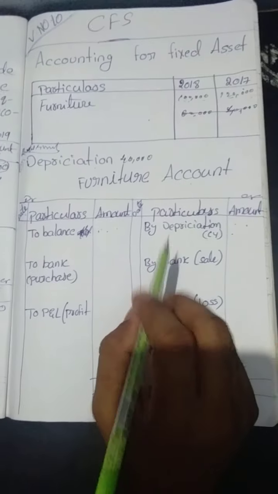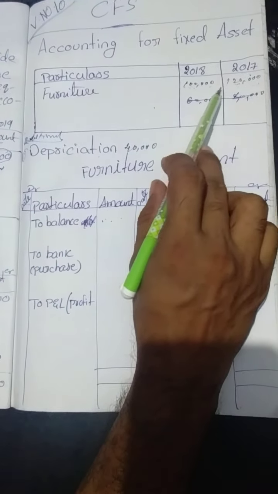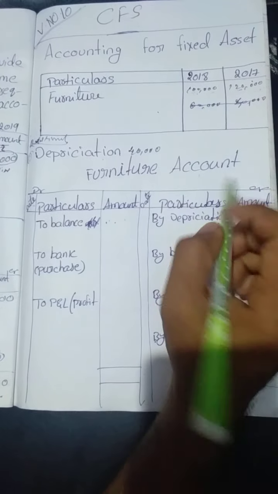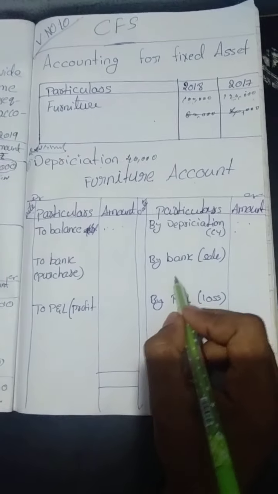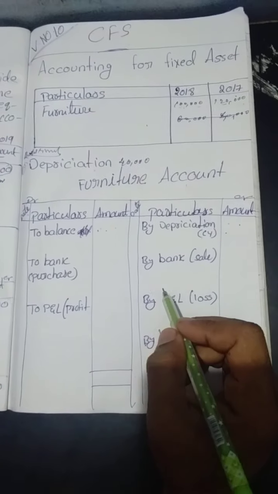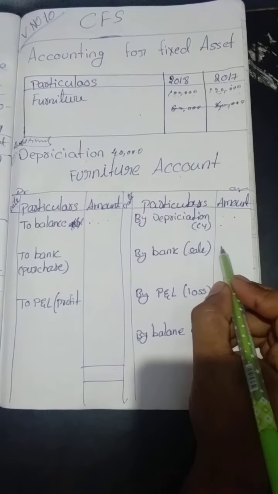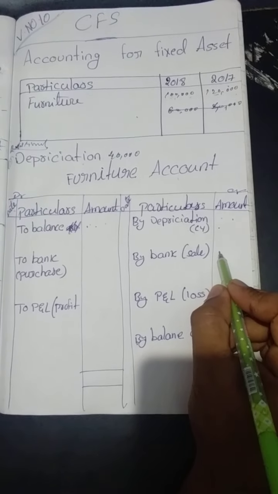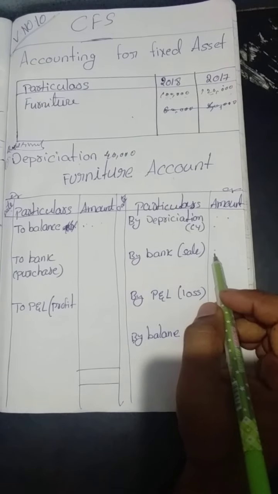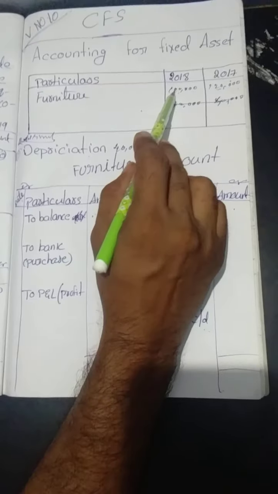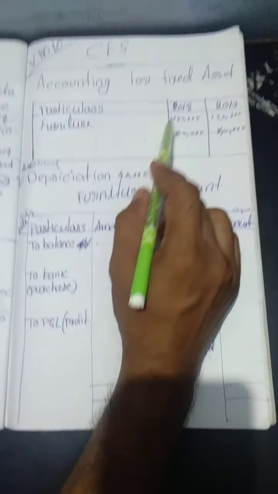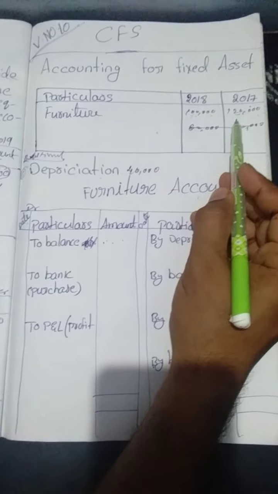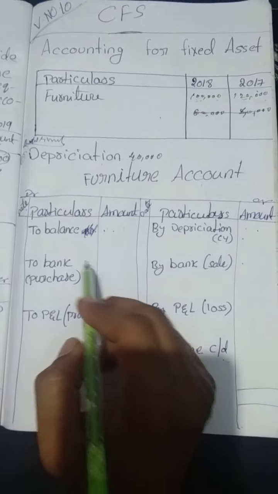Next, if in the question the value of the asset is reduced, that means we sold something. If there is a sale, we mention the asset sold for how many rupees here. If it is a purchase, that means the current year amount is more than the base year amount, then it is considered a purchase.